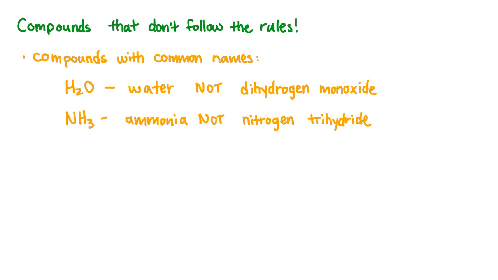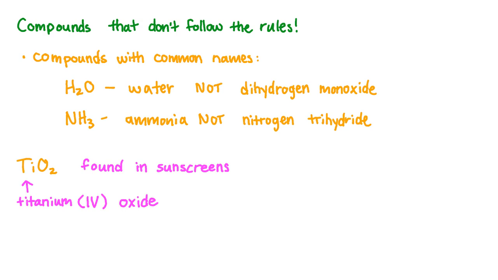This happens most often for compounds that scientists discovered a long time ago, before we standardized the convention for naming things in chemistry. Another example is the compound TiO2, which is commonly found in sunscreens. Ti is the atomic symbol for titanium, which is one of the metals that can form multiple ions with different charges. If we work out the charge on titanium from the chemical formula, we would find out that titanium here has a charge of 4+, so this compound should be called titanium 4 oxide.